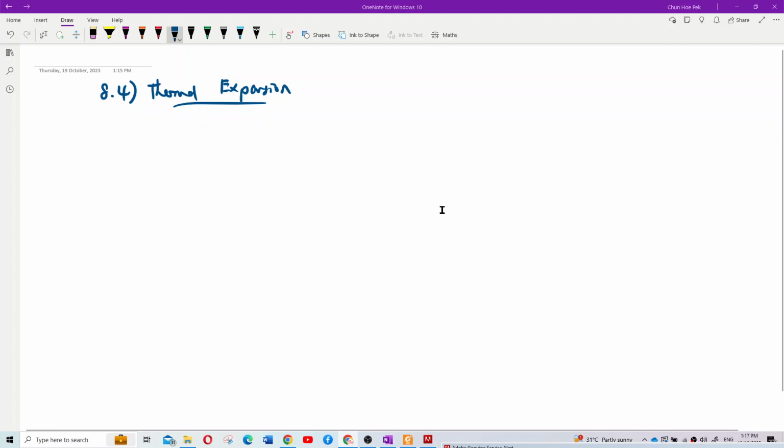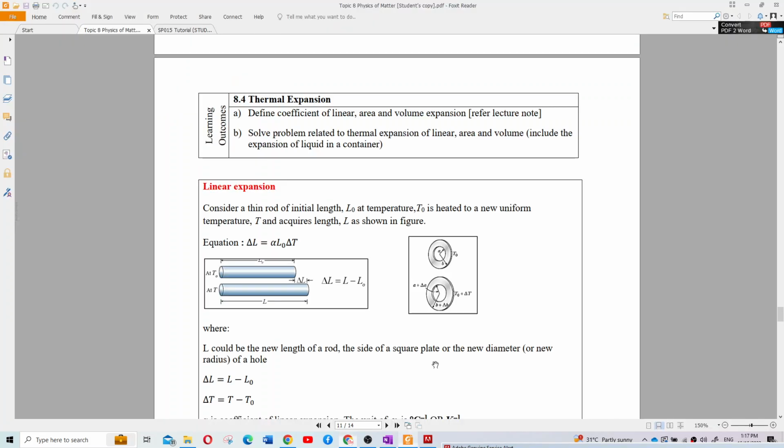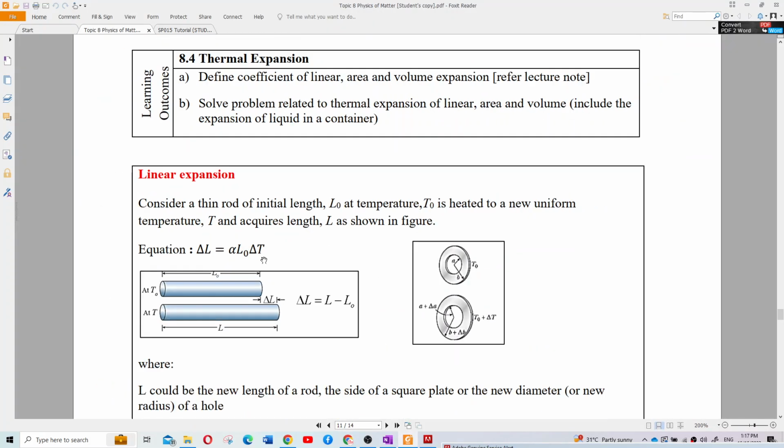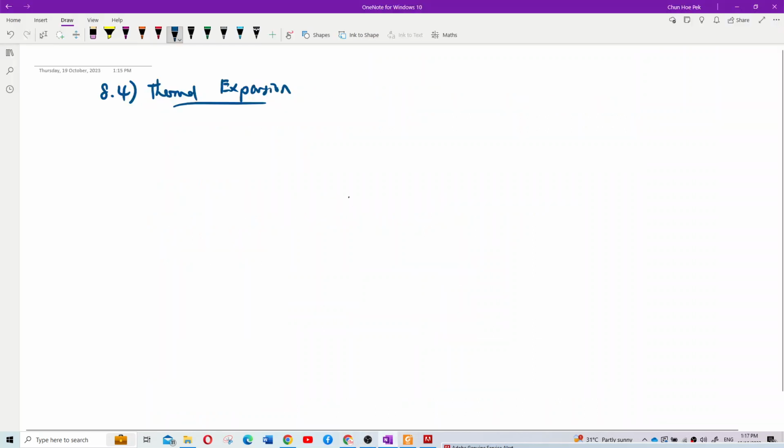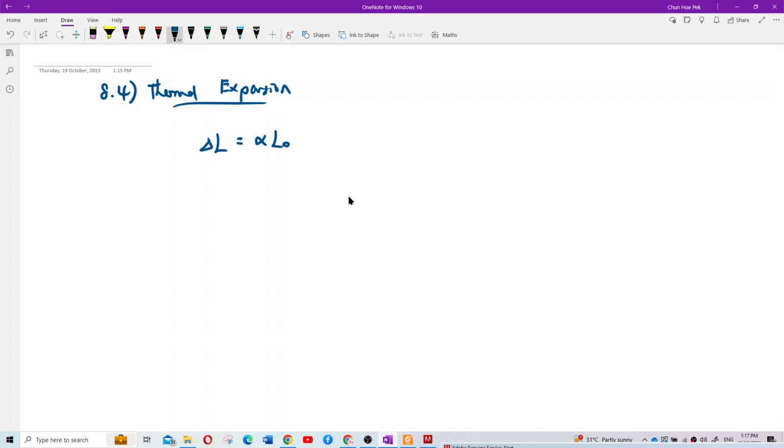So thermal expansion is when, like, you heat up a metal rod, the metal rod will expand. Based on what formula? The formula is this: delta L equals alpha L naught delta T. Delta L equals alpha L naught delta T.